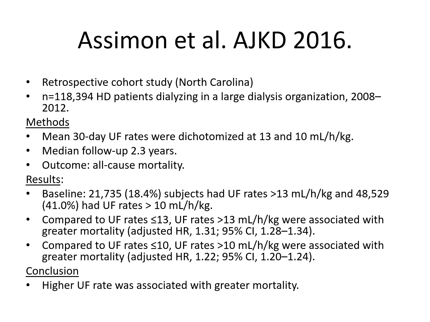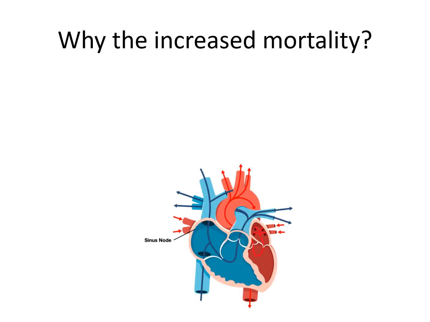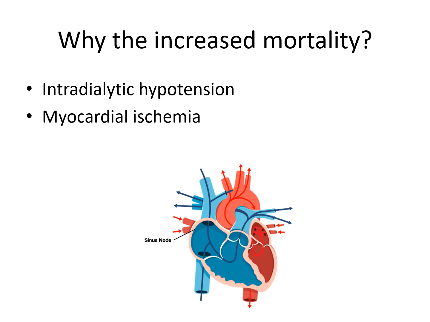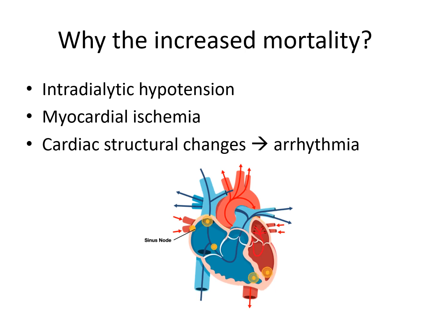So why is a high ultrafiltration rate associated with increased mortality? The leading hypothesis is that if you remove a lot of fluid very quickly during dialysis, it can lead to intravascular volume depletion, which causes intradialytic hypotension, so low blood pressure during the dialysis treatment. If you don't have enough pressure perfusing your organs, it can lead to what we call myocardial ischemia, where the heart doesn't get enough blood supply. Over time, this can cause a lot of scarring in the heart tissue, and scarring oftentimes promotes arrhythmias.